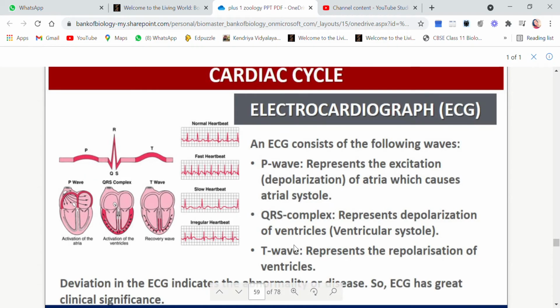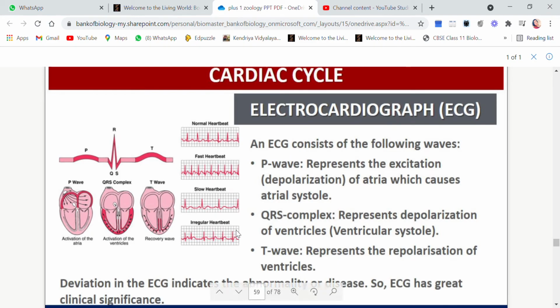Then comes the QRS complex. As you see here, this is the QRS complex. This represents depolarization of the ventricles. That means the ventricles are contracted. So the QRS will tell us that the ventricles are getting contracted.